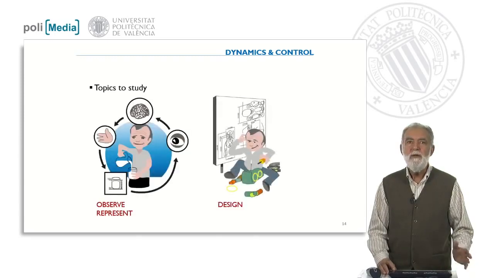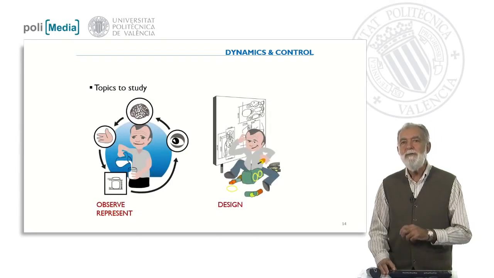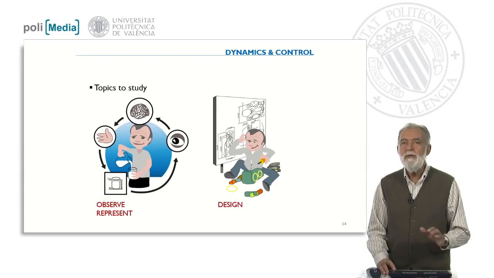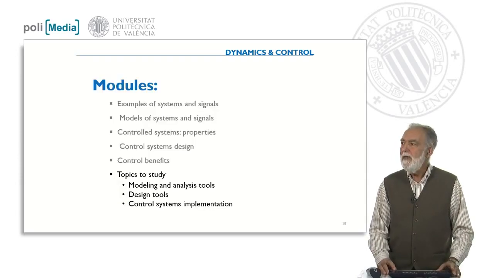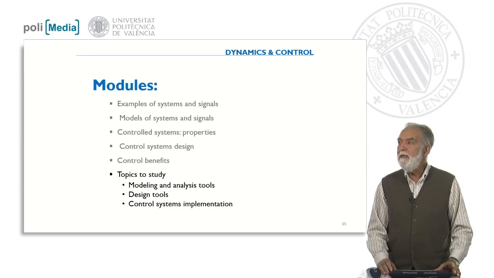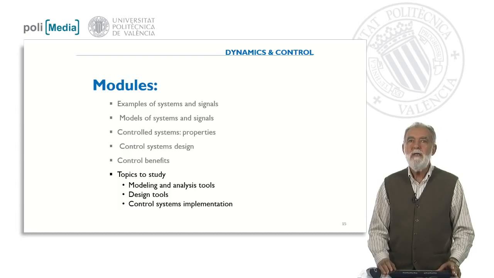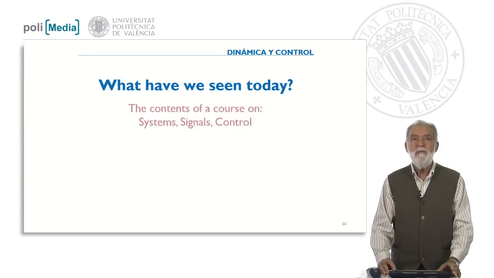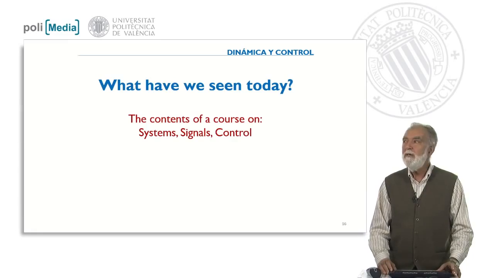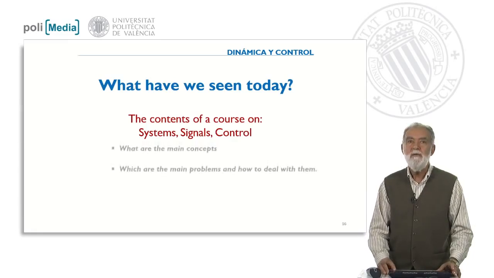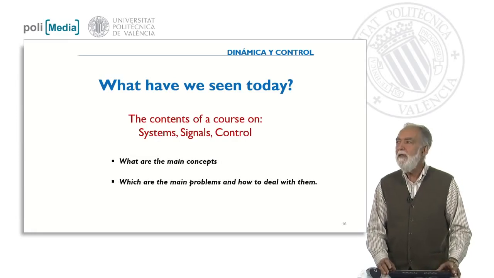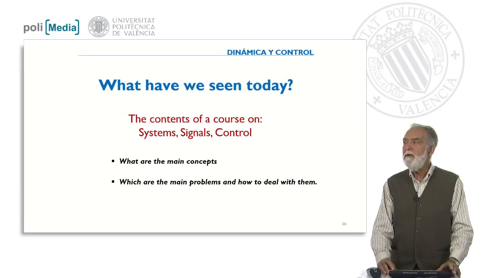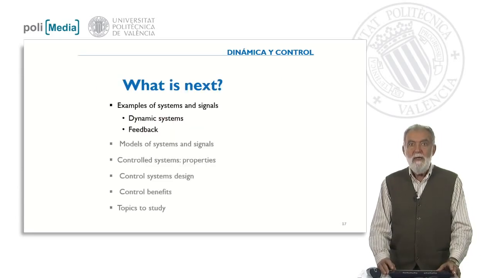We must observe and represent the systems and the signals, and we must design a control system in a way that achieves some performance. In this module, we will see tools for analysis and modeling, some tools for design, and we will discuss briefly the problems in implementing control systems. So, what have we seen today in this session? Mainly the contents of a short course on systems, signals, and control. We have been discussing the main concepts, the main problems, and how to deal with them. So what is next?